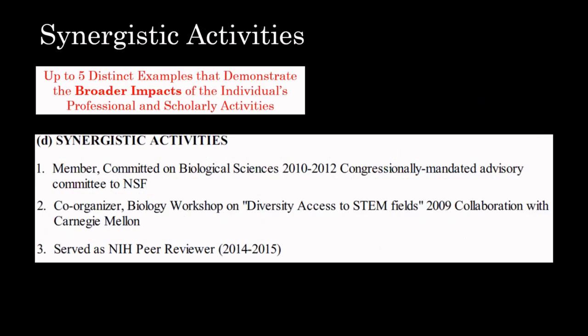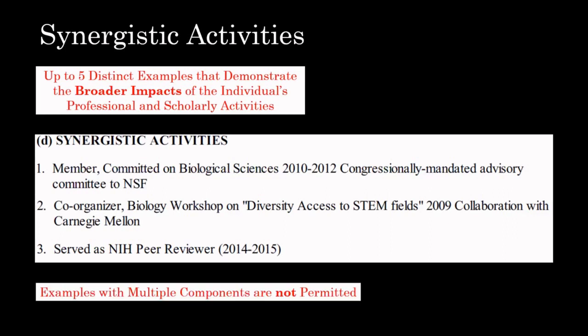Next up is synergistic activities. So up to 5 examples of things that have broader impact in the individual's career are able to be listed here, no more than 5. And in this specific example here in section D, we're listing membership in a committee. We're listing effort as an organizer, as a co-organizer actually, of a biology workshop. And thirdly, service as an NIH peer reviewer.